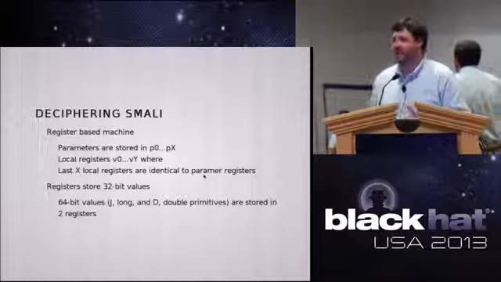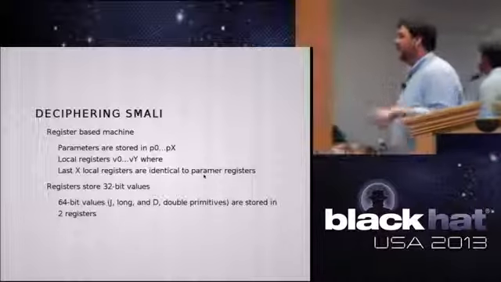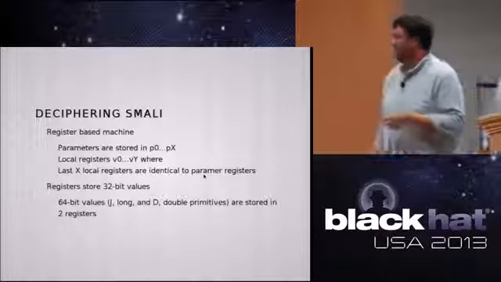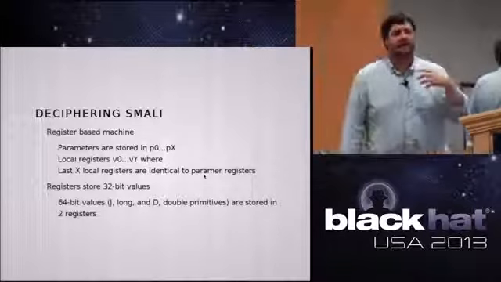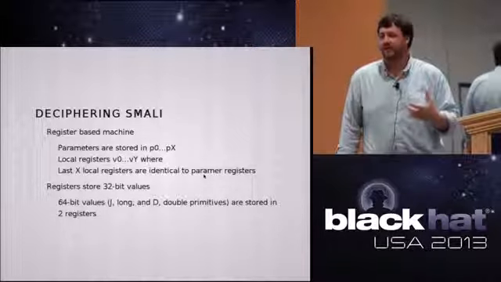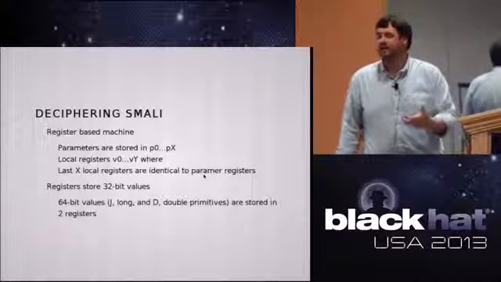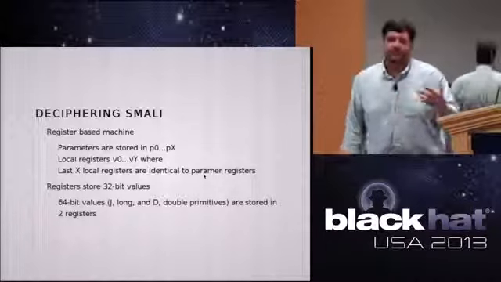So it's a 32-bit machine for almost all the registers. Two are 64-bit values, the long and the double. So when figuring out how many parameters are being passed in to various functions, keep in mind that those are going to occupy two registers if it's a long or a double.